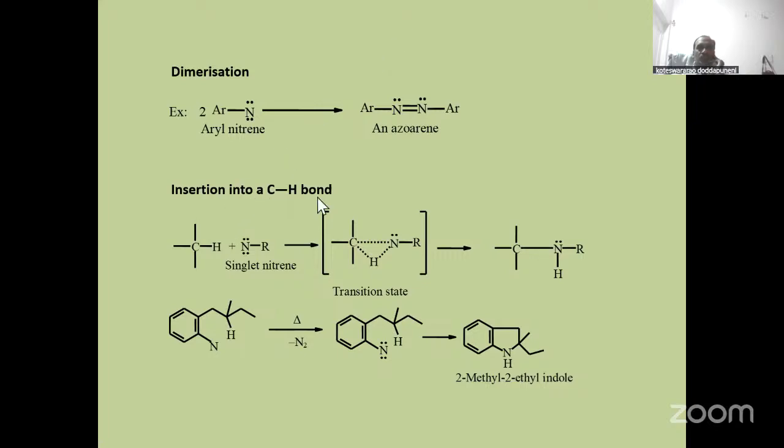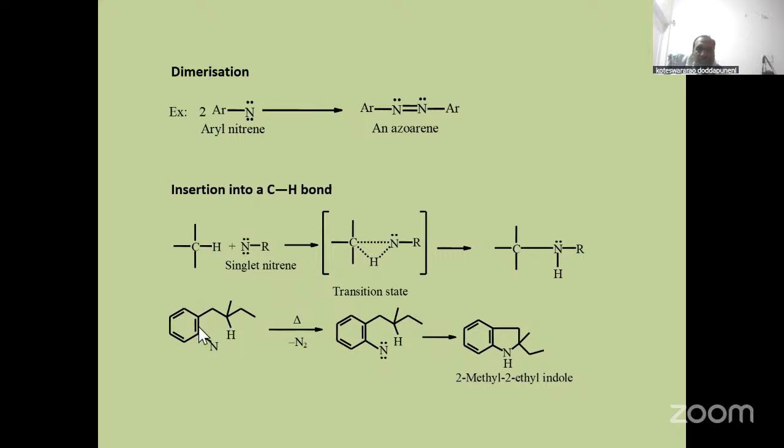Insertion into the CH bond. It is very much similar to the reaction with the carbene. Carbene also undergoes the insertion reaction with the CH bonds. Here, the singlet nitrene also undergoes the insertion reaction that leads to the formation of a three-member transition state. This three-member transition state further undergoes cleavage that leads to formation of an amine derivative.